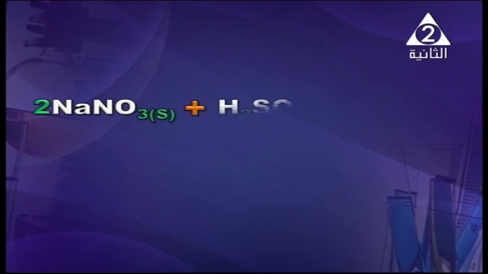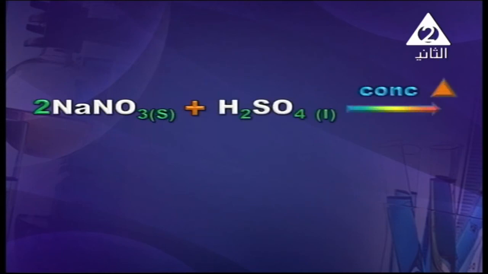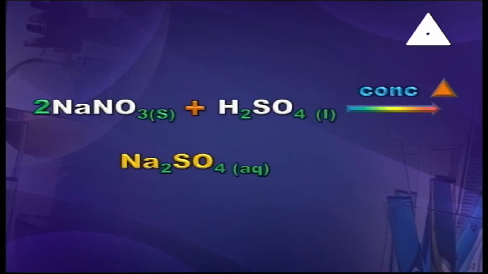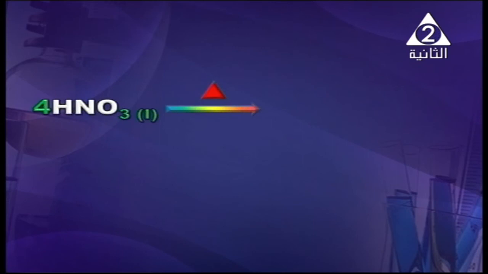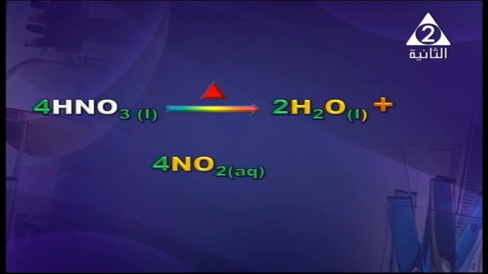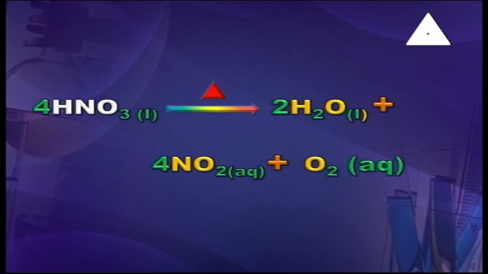2NaNO3 plus concentrated sulfuric acid, hot, gives Na2SO4 plus nitric acid. Now I get this nitric acid by heating. You must know it is a strong oxidizing agent. What happened? It gives water plus NO2, this is our target. NO2 is our gas. What is its color? Reddish brown gas. At the same time, it gives O2, oxygen gas. So this reaction is strong.